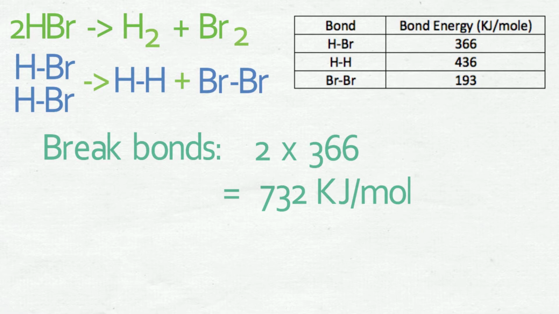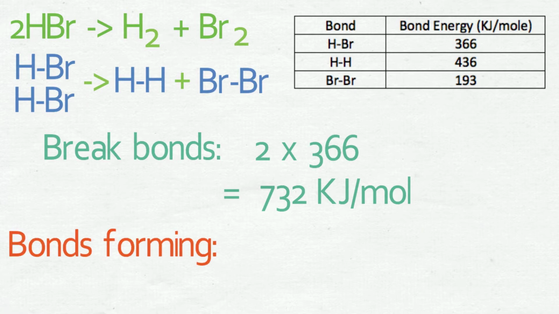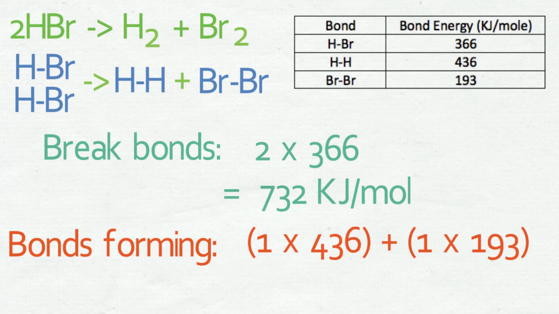mole. The next step is to work out the amount of energy that is given out by the creation of new bonds. There is one hydrogen-hydrogen bond and one bromine-bromine bond. The energy required to break 1 mole of hydrogen-hydrogen bonds is 436 kilojoules, and the energy required to break 1 mole of bromine-bromine bonds is 193. Therefore, we do 1 times 436 plus 1 times 193. This gives us a value of 629 kilojoules per mole.